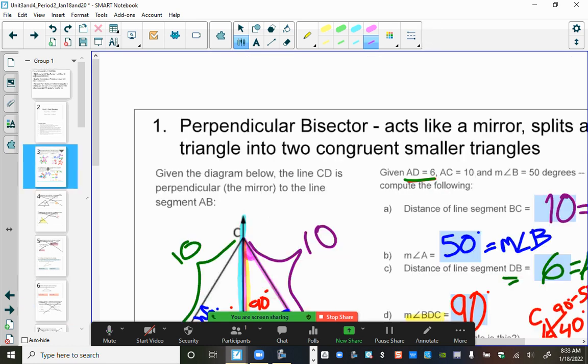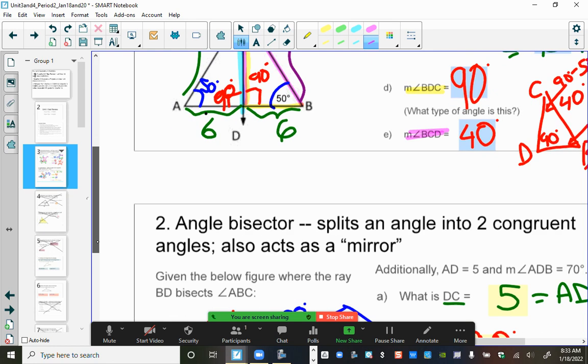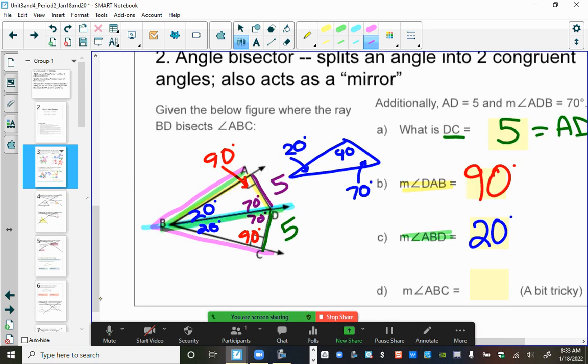So who could tell us? A, B, C. How many total degrees is A, B, C?